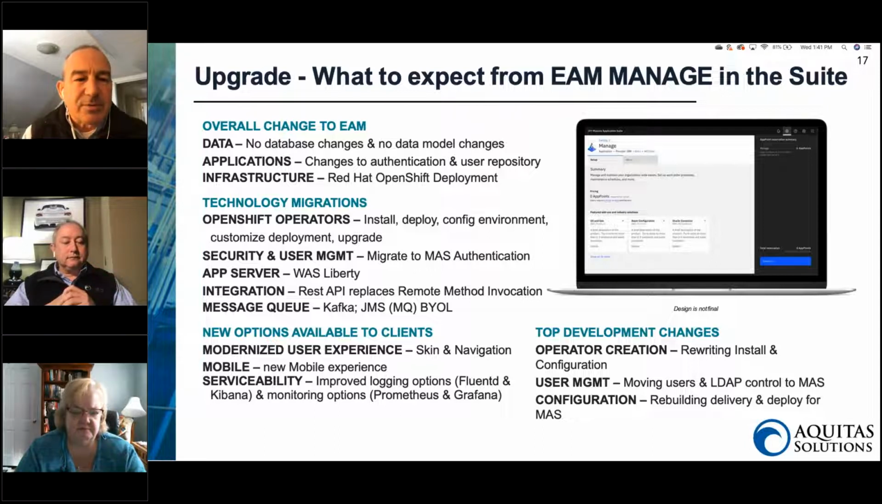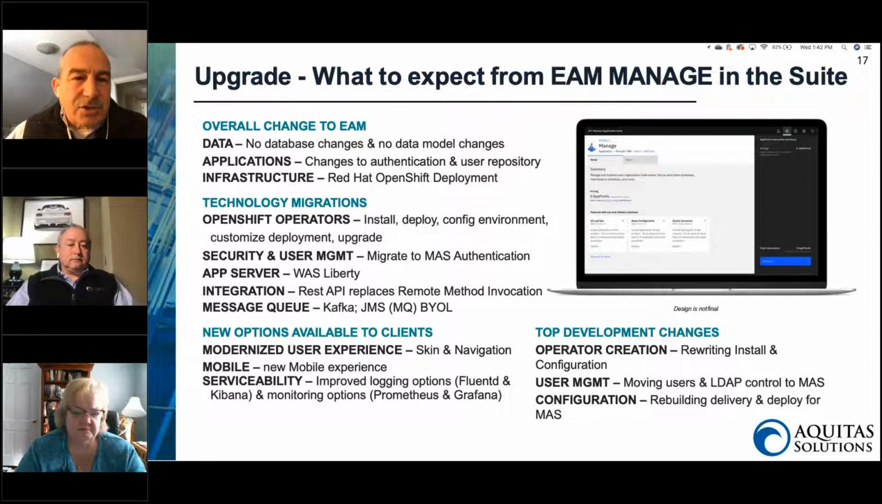Questions we get from a database perspective: I mentioned we're making some technology changes, but we will continue to support Oracle, Microsoft SQL Server, and DB2 as your database. From an application perspective, we are not rewriting Maximo itself, but we are delivering it as part of the application suite. So a lot of the administrative capabilities over time will be moving up to that layer of the application suite, things like the authentication and the user repository. So where users are defined will be at a higher level.